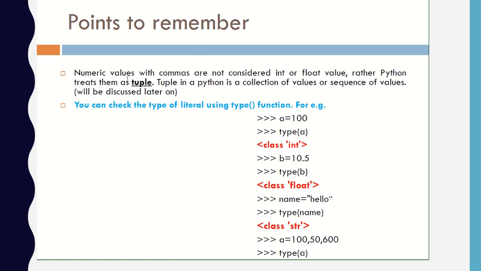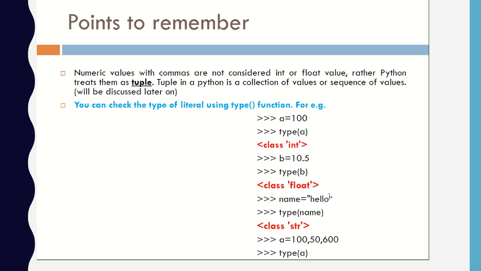Next, points to remember. Numeric values with commas are not considered int or float values. Rather, Python treats them as a tuple. A tuple in Python is a collection or sequence of values. You can check the type of a literal using the type function. For example, a = 100, type(a) gives class int. Now b = 10.5, type(b) gives class float. So you can get the type we have entered.